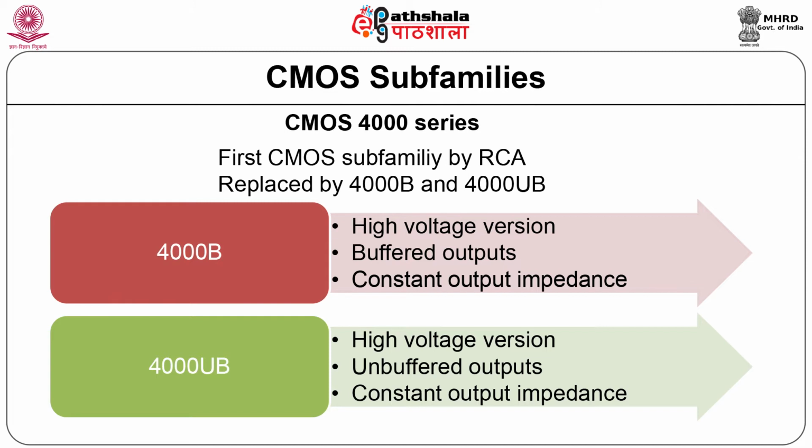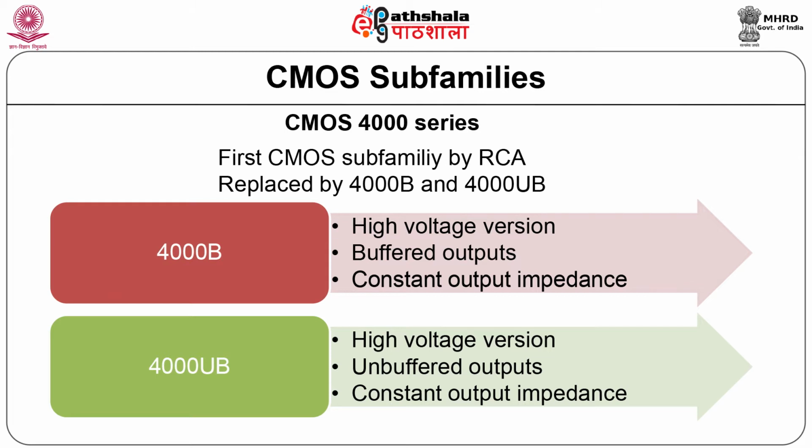If we recall the internal schematic of basic CMOS logic gates, this variation in the output impedance occurs owing to the variations in combinations of MOSFETs that conduct for a given input combination. All buffered devices are designated by suffix B and referred to as 4000B series.